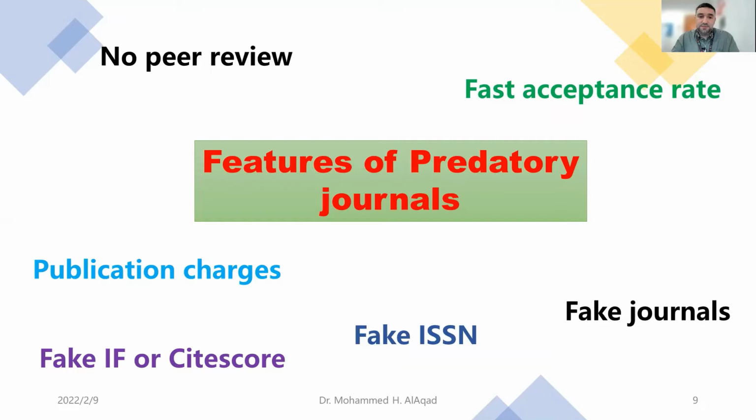Fake journals, fake ISSN. Normally the ISSN will be faked, of course, because those predatory journals are not real and they are not registered in any official organization from the higher education associations. Fake impact factor, or sometimes even fake CiteScore.